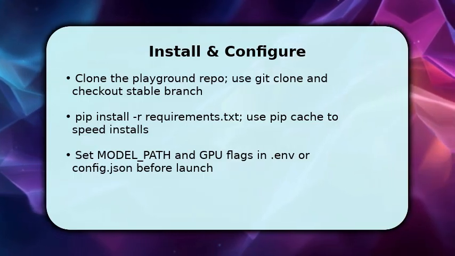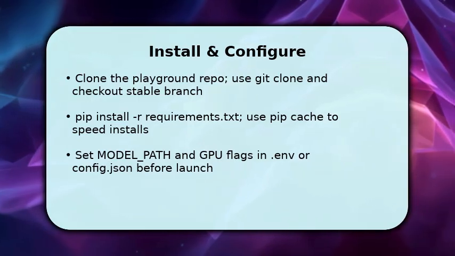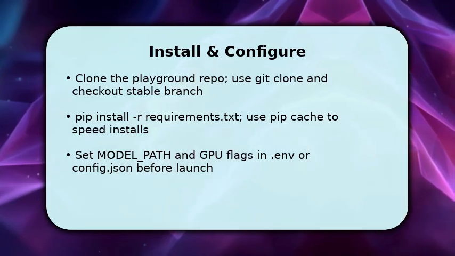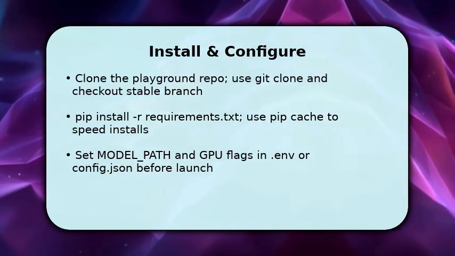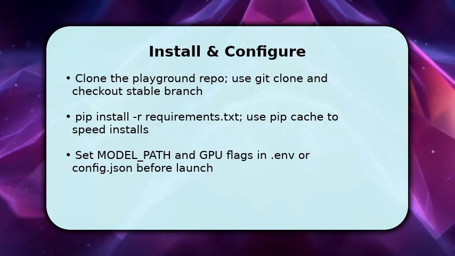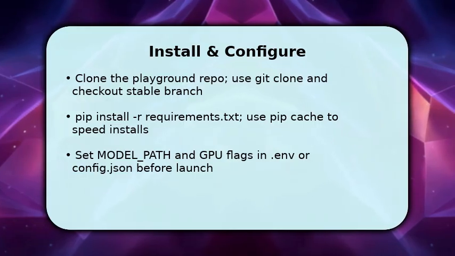Configure model locations and hardware flags by editing the .env or config.json, point model path to your downloaded model, and set use_metal or use_GPU true if available. After configuration, run the setup script to download assets and compile any native extensions required. You can now launch the Playground with the provided start command.